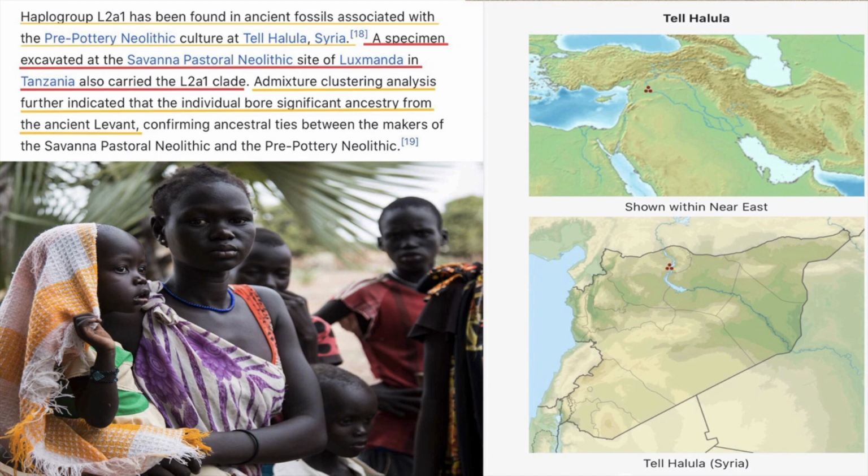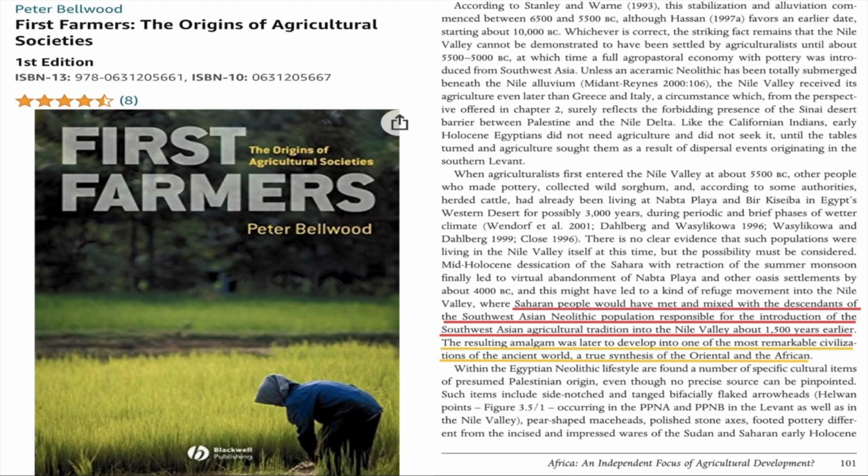And the L2 is where our interest is, because L2 has been found in the ancient Near East, specifically in Syria. So it says haplogroup L2A1 has been found in ancient fossils associated with the pre-Pottery Neolithic culture at Tell Halula, Syria. A specimen examined at the Savanna Pastoral Neolithic site of Luxmanda in Tanzania also carried the L2A1 clade. Admixture clustering analysis further indicated that the individual bore significant ancestry from the ancient Levant. And that is extremely interesting. And so this fits along with a mixture between Africans and Asiatics, because this book covers it.